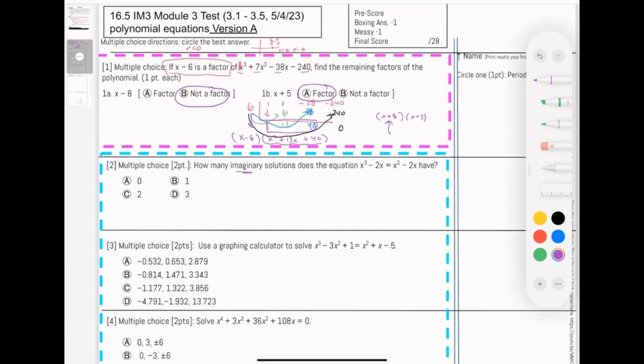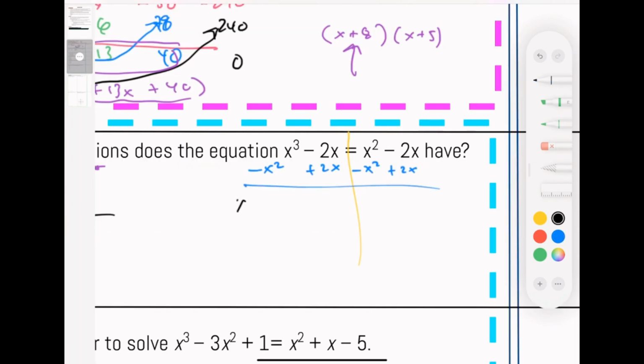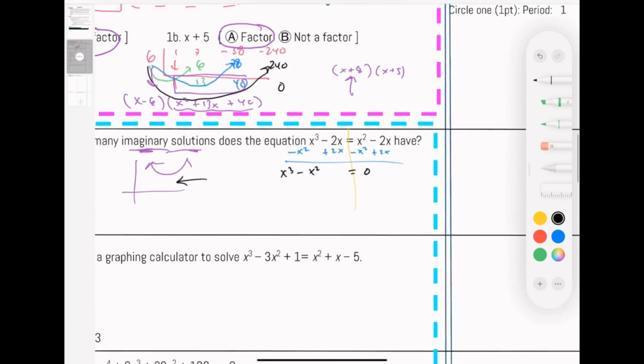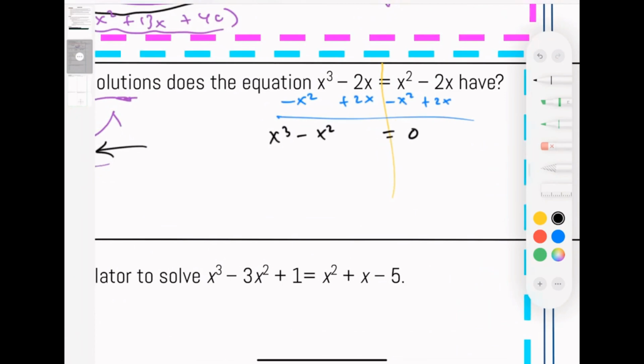Question number 2, how many imaginary solutions? So this is the one that does not cross the x-axis. You see that distance right there? So I have x to the third minus x squared equals 0. And you can do a couple things here. I think it's easy just to solve it if you can, and then set each of these equal to 0. Remember, you can't have plus or minus 0, so that's just x equals 0. And that's twice because it's a power of 2.